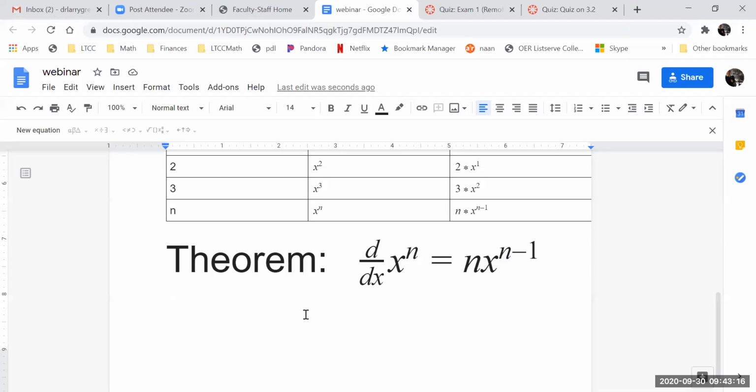Is this a new section or is this just adding on to 3.2? This is 3.3. 3.3, okay, cool.